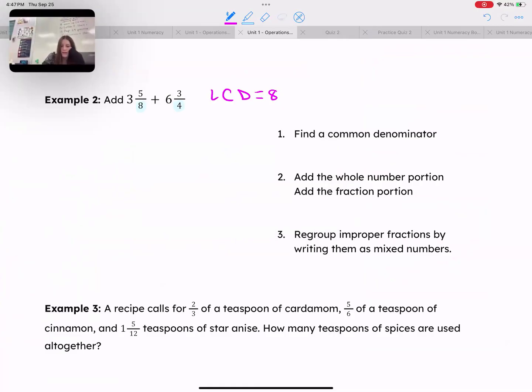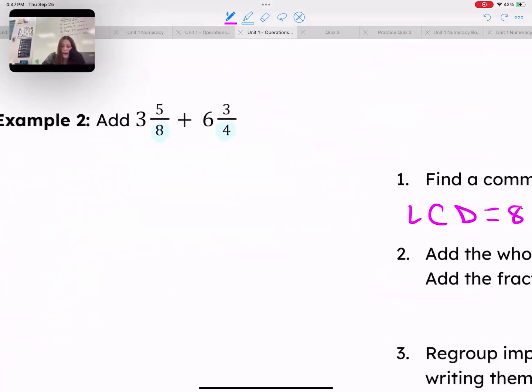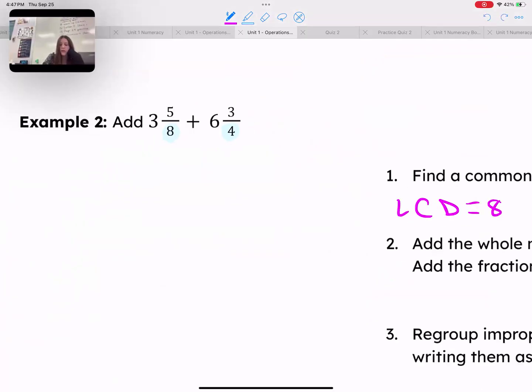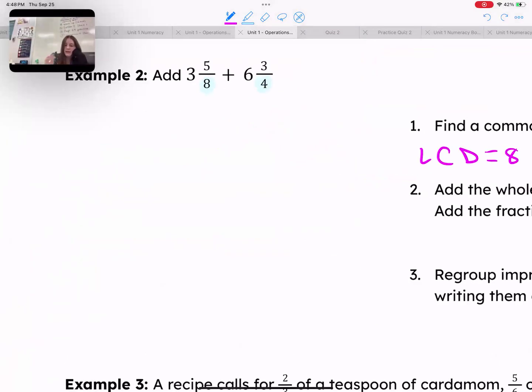It's actually going to be your lowest common denominator because you cannot divide this 3 up anymore. So you cannot divide this fraction up anymore. And we can actually just multiply this fraction by 2 because 4 is a factor of 8. So let's right away put this over 8. I times by 2, I times by 2. That's going to give me 3 and 5/8 plus 6 and 6/8.